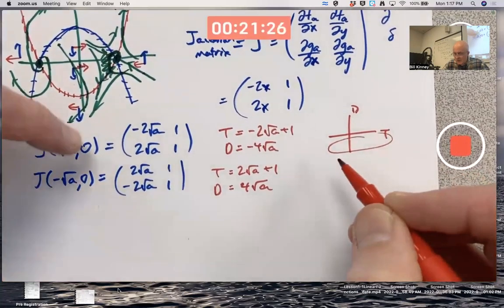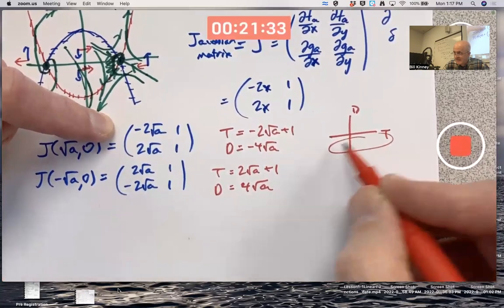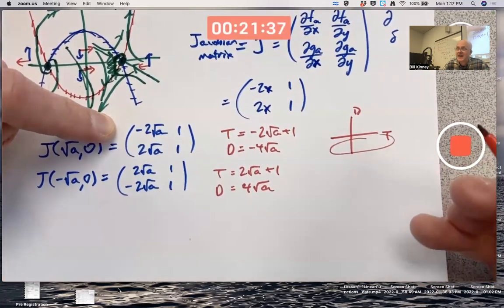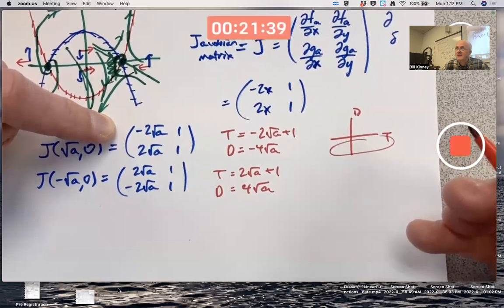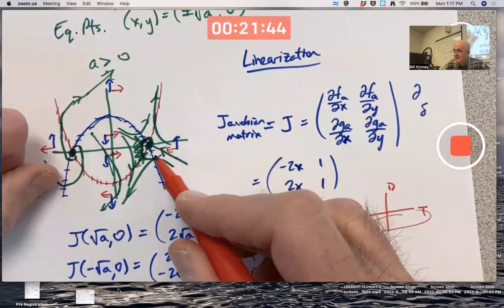Meaning, for the linear system corresponding to this matrix, the origin is going to be a saddle point. Right? That's where saddle points occur. When your determinant is negative, you have a saddle point at the origin. Just like this seems to be a saddle point.